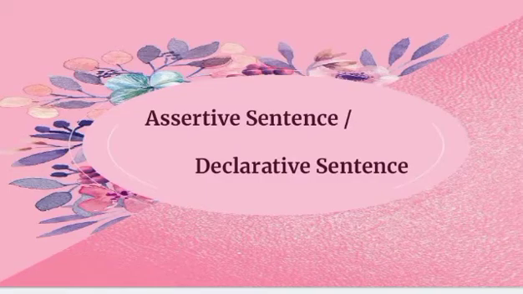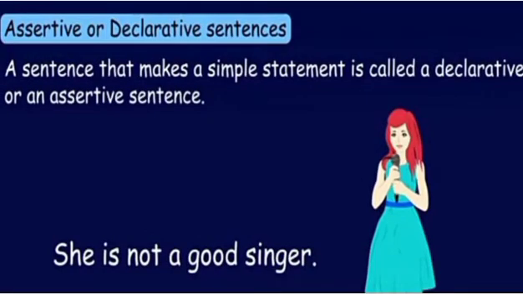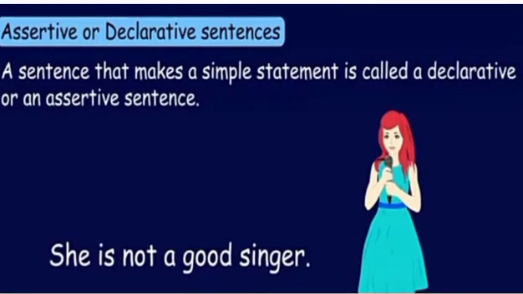Okay children, now let's see about assertive sentence or declarative sentence. A sentence that makes a simple statement is called a declarative or an assertive sentence. For example, she is not a good singer. Here, this sentence makes a simple statement. So, it is called a declarative or an assertive sentence.